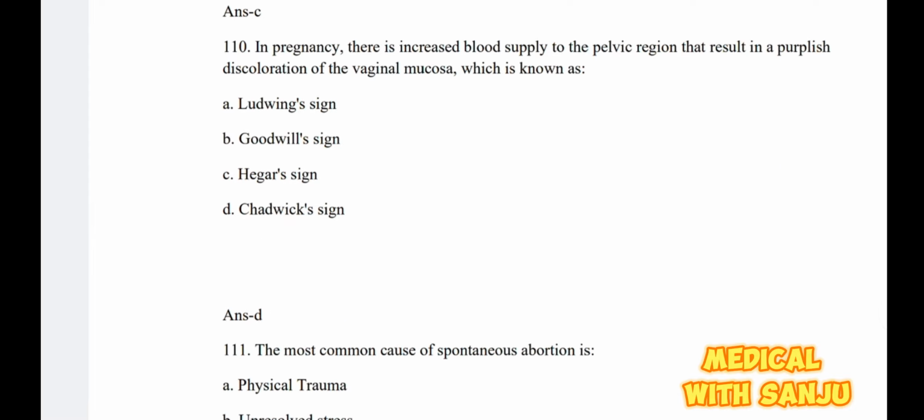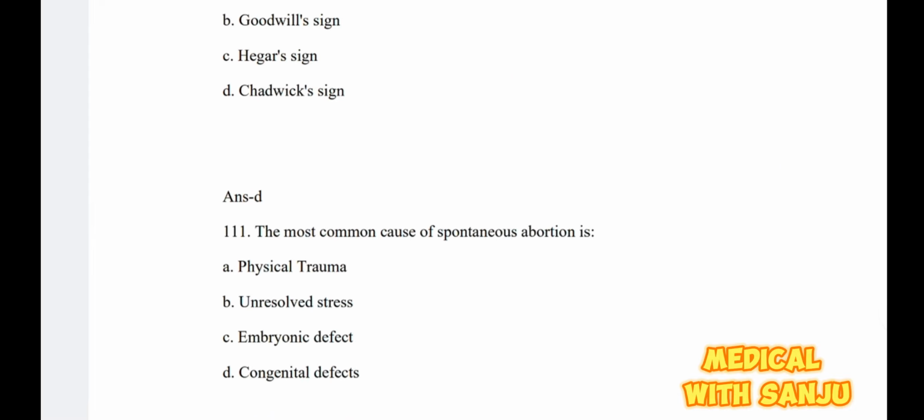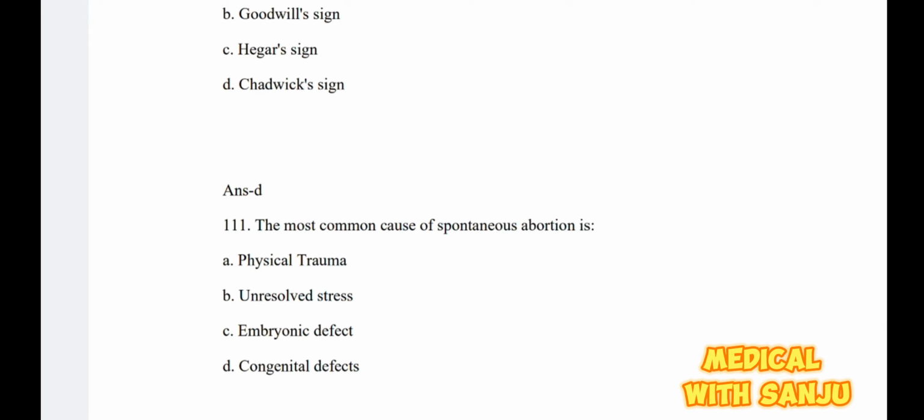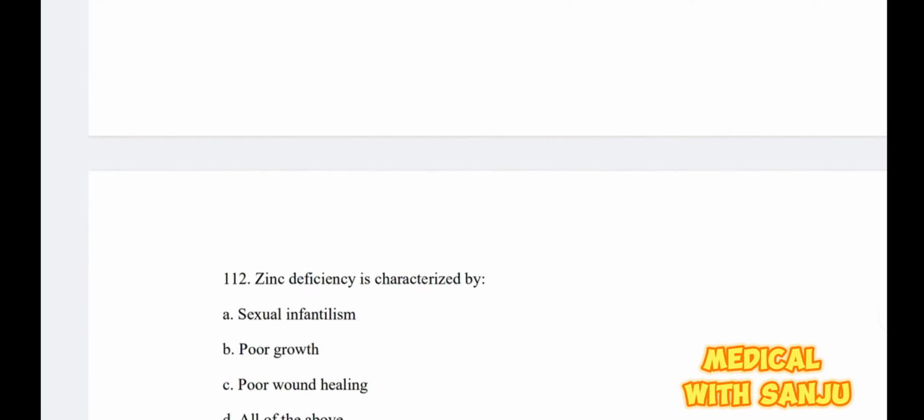The right answer is option D, Chadwick sign. Question number 111. The most common cause of a spontaneous abortion is option A, physical trauma, option B, unresolved stress, option C, embryonic defect, and option D, congenital defect. The right answer is option C, embryonic defect.